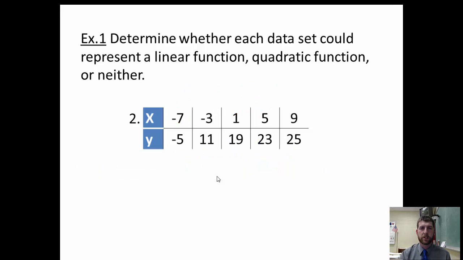Okay, just take a quick second. I'll wait right here, and you guys check and decide, is example 2 here linear, quadratic, or neither?